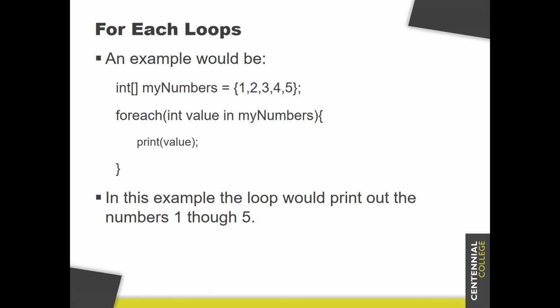An example would be if I had myself an integer array here. My numbers are 1, 2, 3, 4, 5. I would say for each, open parentheses, int value, value being the elements within the array, in my numbers, then print the value. What this is going to do is print the values 1, 2, 3, 4, 5 to the console. It's just going to print each one on a new line. Okay, so this example is going to run through the values 1 through 5.